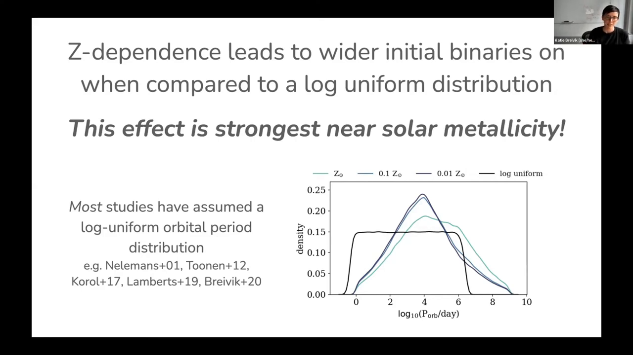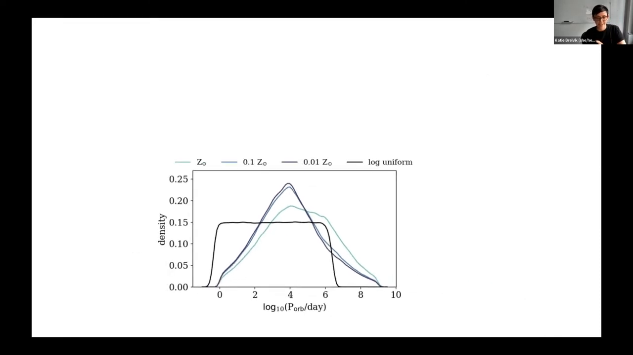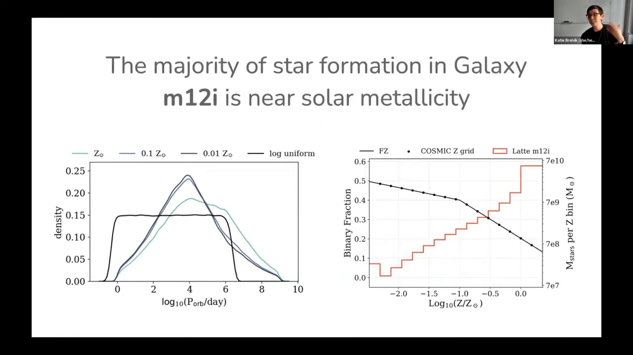Why do we care about that? Well, we think that the majority of star formation, indeed, if you believe m12i is like the true Milky Way, which is maybe not such a great assumption to make, but broadly speaking, we think a lot of the star formation in our galaxy has primarily formed at or near solar metallicity. So if you consider the effects of this initial orbital period distribution being on average wider than what we've previously assumed, and you combine that with this competing effect that the majority of star formation is at solar metallicities, that could significantly affect our double white dwarf population that we think LISA will observe.